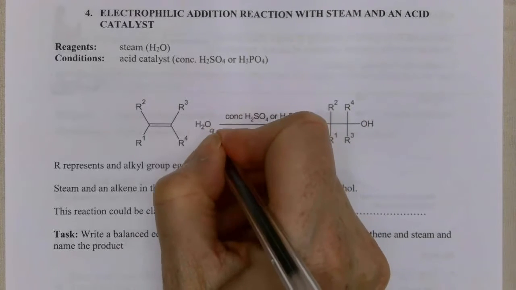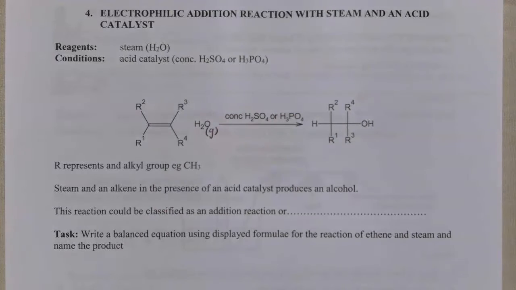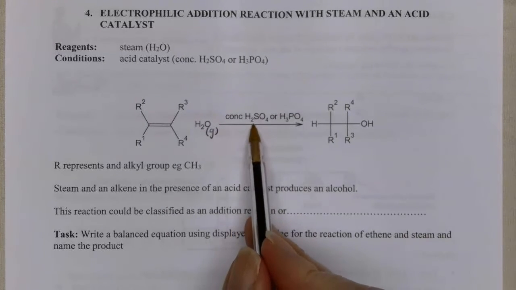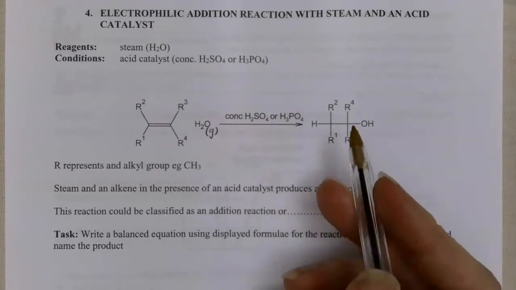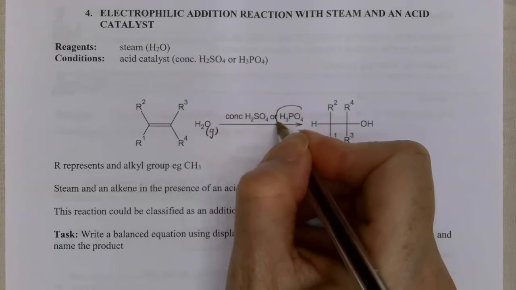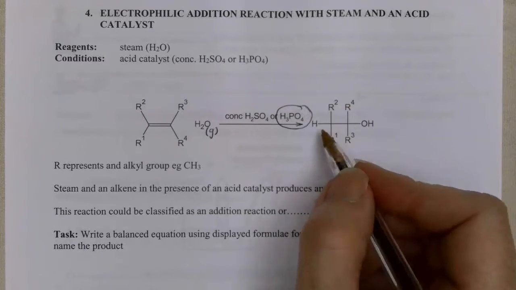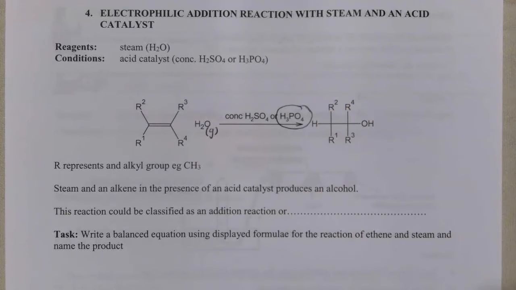So this works only with steam, so that means the water must be in the gas phase. Now you need a catalyst for this reaction. You can use concentrated sulfuric acid, but a better one to use is concentrated phosphoric acid, H3PO4. You get a cleaner product. So as this is an addition reaction, you only produce one product, and that is the alcohol.